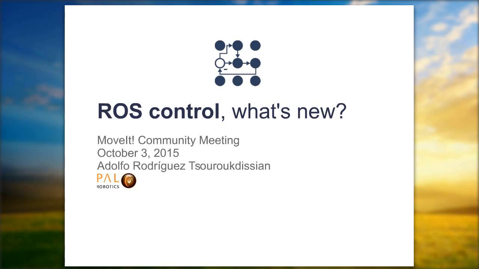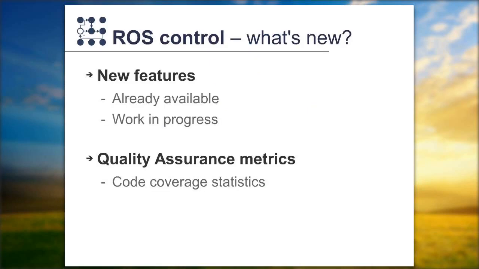Okay. Hello, everybody. So I will be talking about what's new in the ROS-Control project. I'm going to basically split the talk in two parts. I'm going to first talk about the new features that have been incorporated into ROS-Control. And then in the second half, I'm going to talk about some quality assurance metrics of the project.